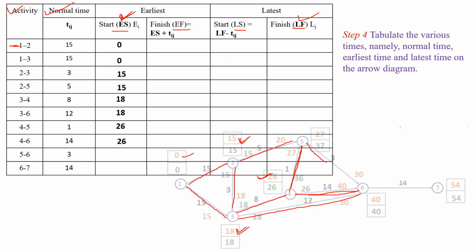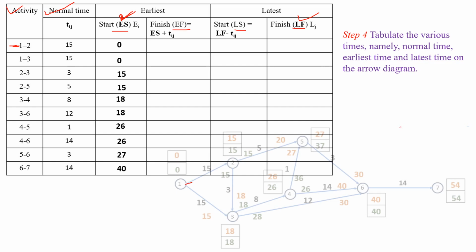Next activity 5 to 6. For activity 5 to 6, earliest start time is 27 at event 5. Next one is the activity 6 to 7. For activity 6 to 7, earliest start time is 40 at event 6. So next we have to note down the latest finish time by observing all the activities. First one is the activity 1 to 2.